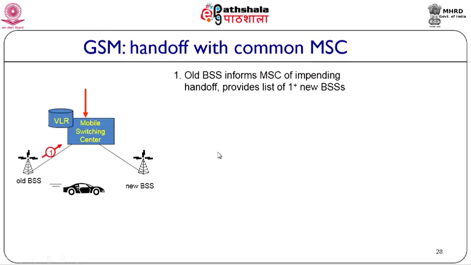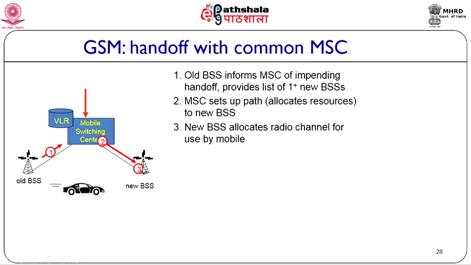So, let us see what happens when you have this complete set, the various steps that we have here. The first step is that the old BSS informs the MSC of a handoff that is about to take place, and it provides a list of new BSS to which this can be transferred. Now the MSC sets up the path to the new BSS. That is step 2. In step 3, this new BSS allocates a mobile channel for use by this mobile, and signals the MSC and the old BSS that it is ready to make the call.